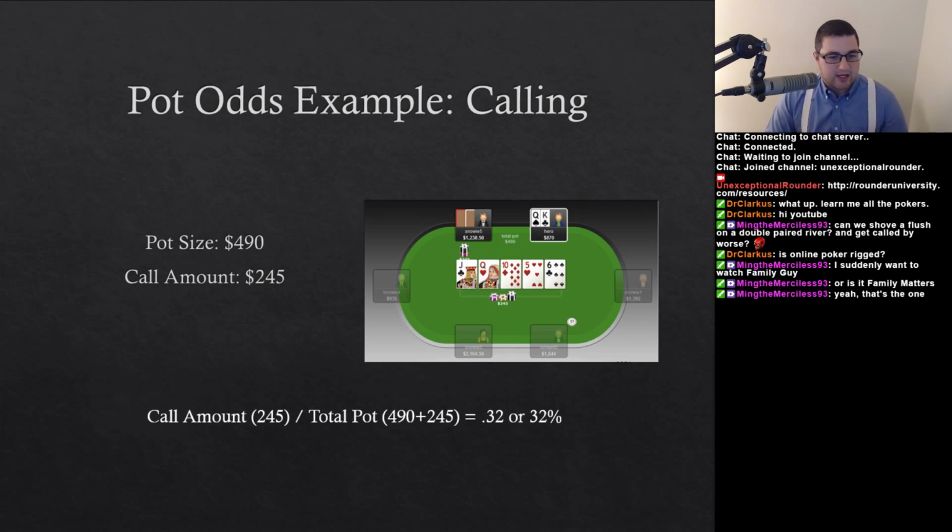We have a pot size of 490. The amount we have to call is 245. So you should be able to plug that into our equation, our calling equation, and determine what the answer is. So what this means is we need 32%. We need to win 32% of the time to not lose money on our call. Any questions on that? Pretty straightforward. Everybody good? All right. Let's move on.